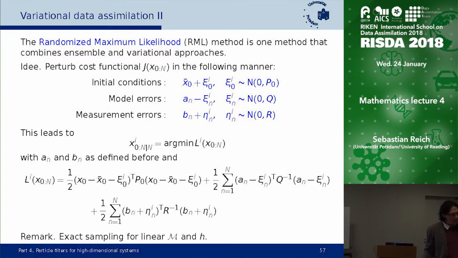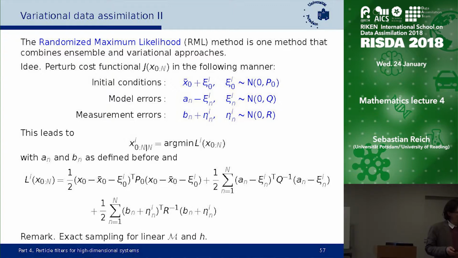And now each time you get a different minimizer, because you added random quantities into it. So if you set them all equal to 0, you get your standard 4D var. If you add them, you get other quantities. And so you get a cloud of points suddenly. And of course, you can ask yourself, what is this cloud of points now representing?